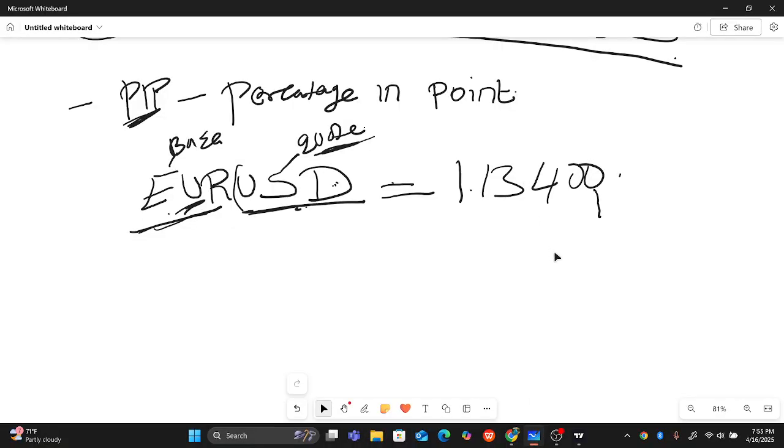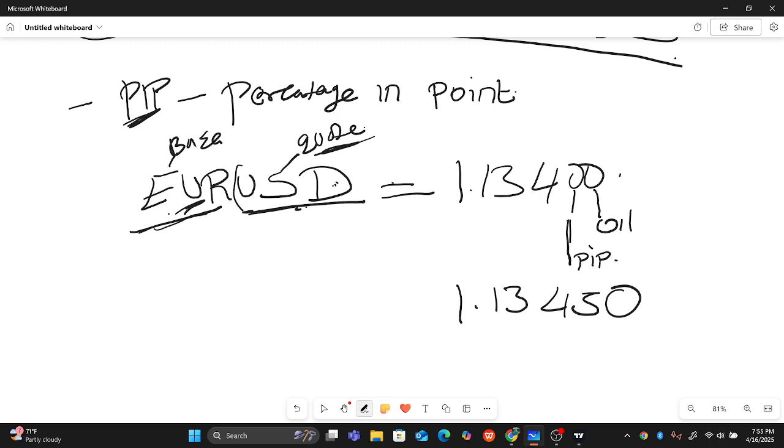That's why the last digit is 0.1 pip, and this one is now 1 pip. Let me show you how it moves, like ones, tens, hundreds, thousands. You know those decimal namings. We start from the right side. This is 1 pip. So if this market moves from 1.3450 up by 5 here, how many pips has the market moved? 5 pips.